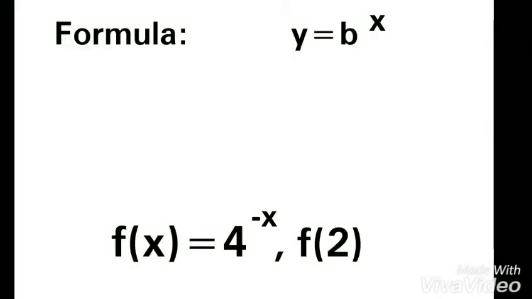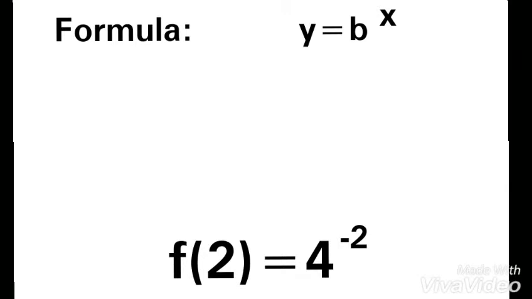For the second example, we use a negative exponent. f of x is equal to 4 raised to negative x, find f of 2. Wherever we see an x, replace it with 2. So it looks like this now: f of 2 is equal to 4 raised to negative 2.